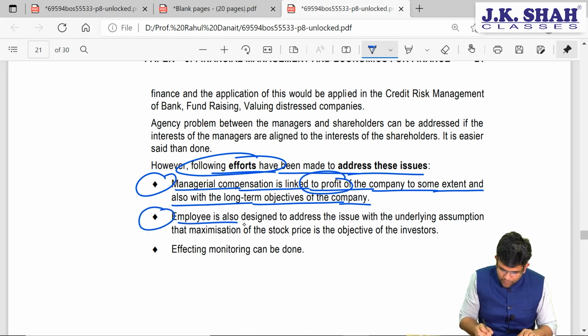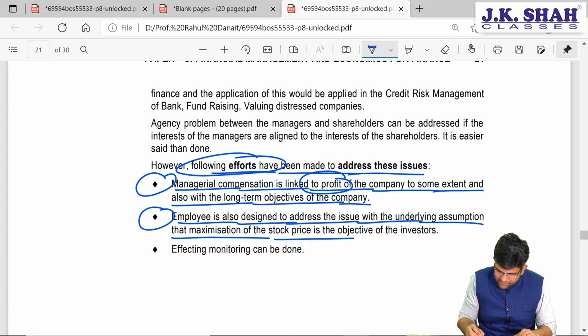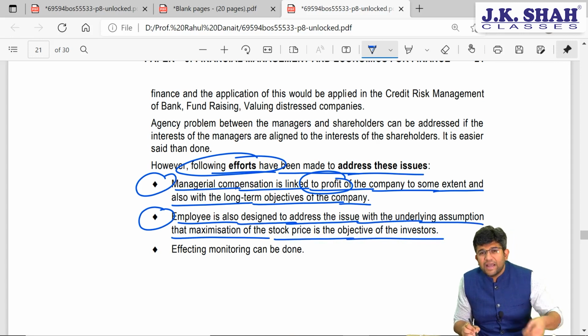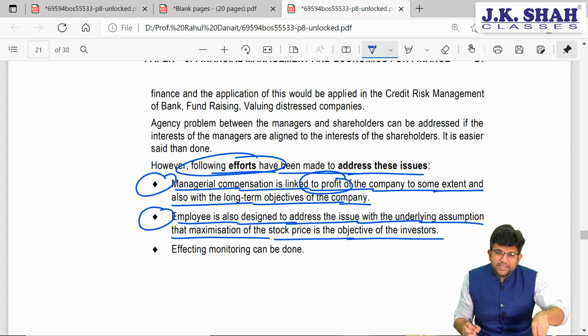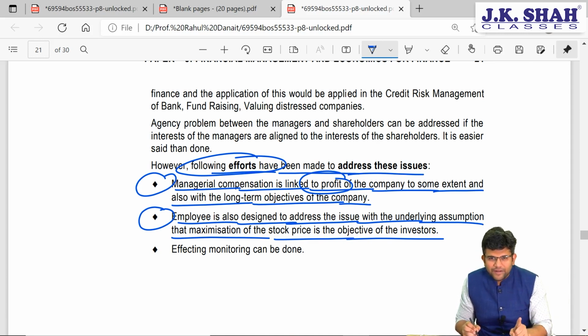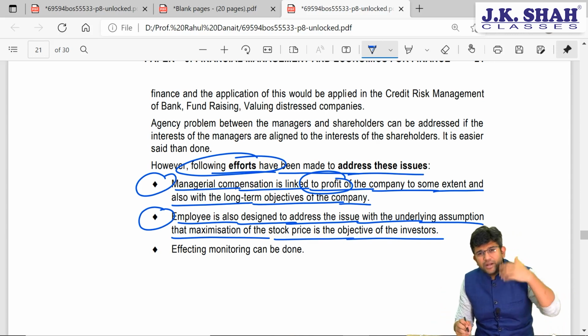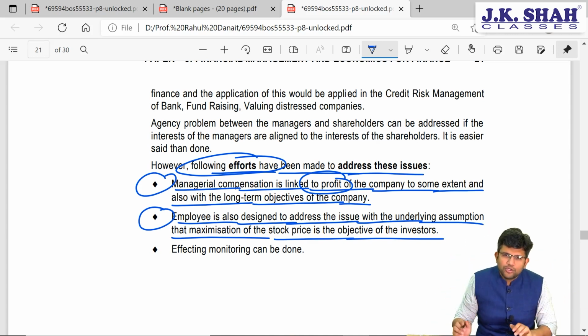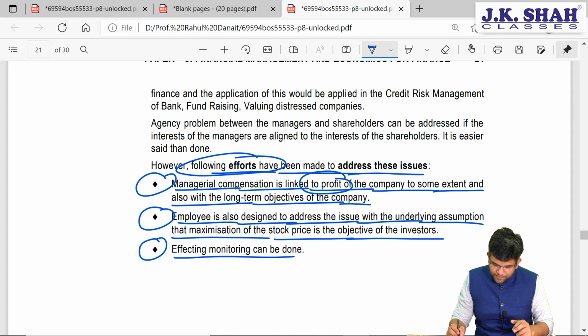Second, employees are also designed to address the issue with the underlying assumption that maximization of the stock price is the objective of the investors. So basically, the hiring process also has to be such that whoever you are hiring has to be made very clear that your goal is not to make yourself rich. Your goal is to maximize the share price and therefore make the investors rich, and in due course of time, of course, you also personally will get rich. Point number 3, effective monitoring has to be done, right? So children, these are the 3 courses of action that we can take to address the agency issue.